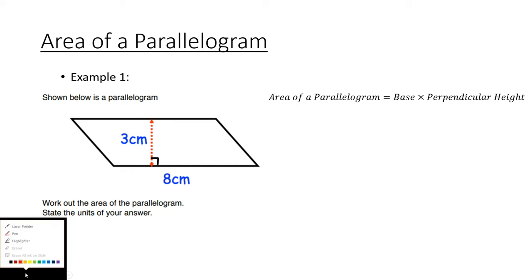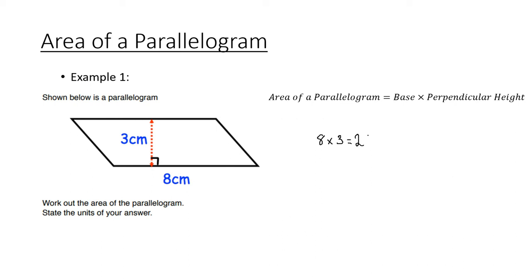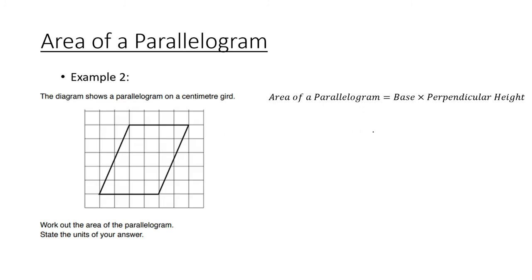So using our numbers, our base is 8 centimeters. Our perpendicular height is 3 centimeters. So we multiply them together and we get an area of 24 centimeters squared for this parallelogram.